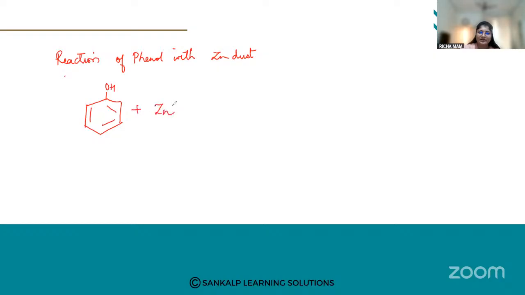So we are taking phenol. Reaction of phenol with zinc dust. So let us take phenol. So this is the phenol. React it with zinc. What am I going to get? I am going to get benzene plus ZnO. So I'm going to get benzene and ZnO.